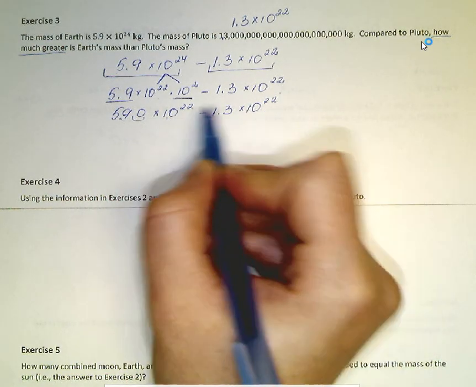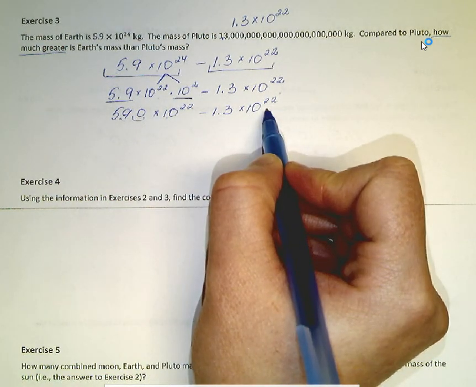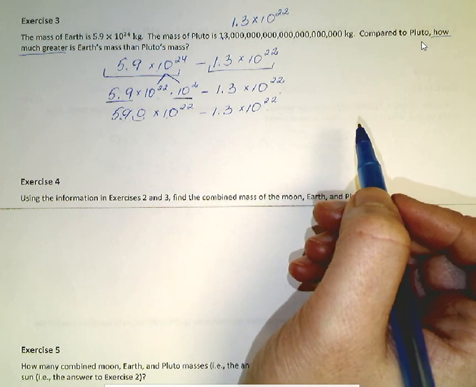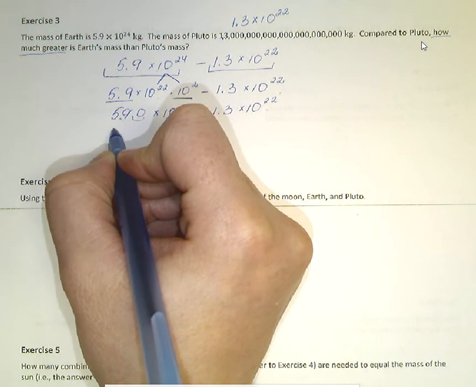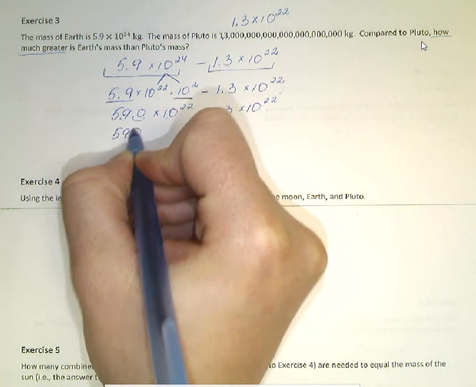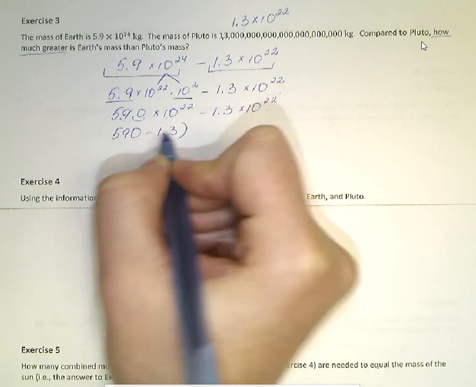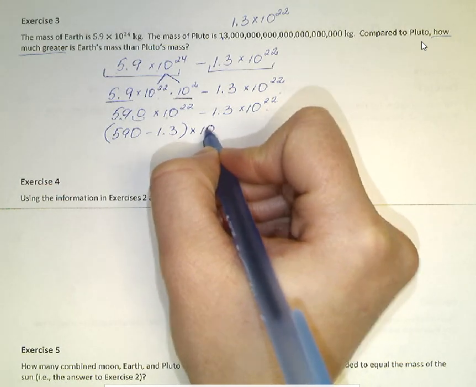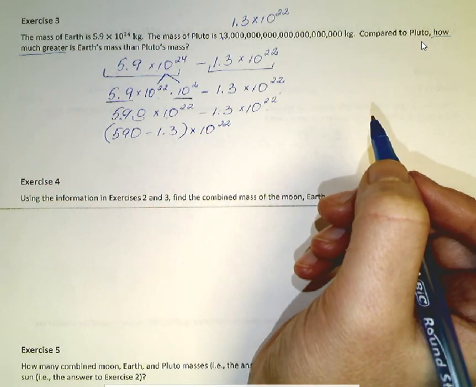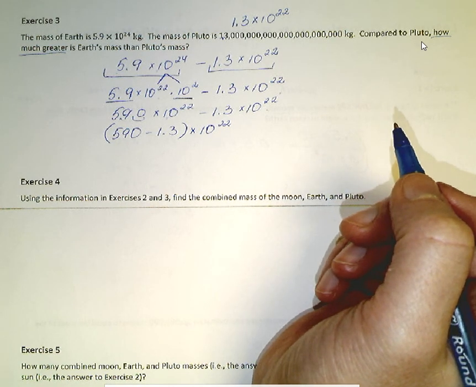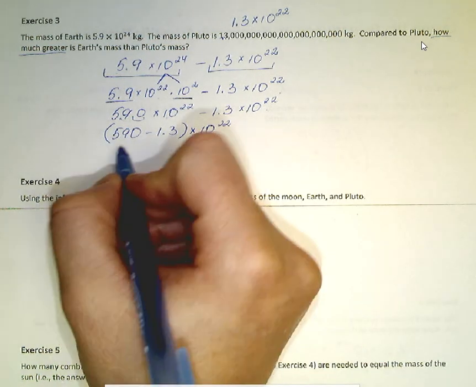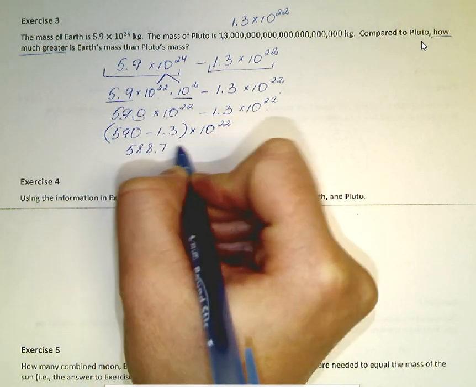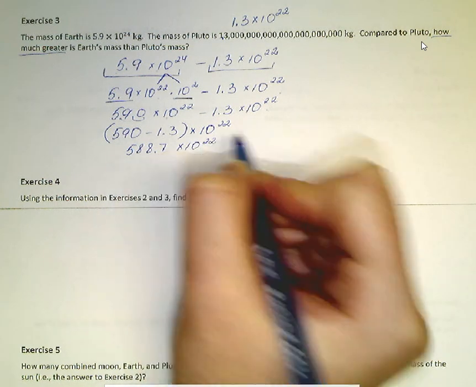Now I have powers of 10 to the 22nd power, and I can use distributive property to take that 10 to the 22nd outside the parenthesis. So I will have 590 minus 1 and 3 tenths, and that will be in parentheses to be able to subtract, and then I would multiply that by 10 to the 22nd power. When I subtract 590 and 1 and 3 tenths, I will get 588 and 7 tenths times 10 to the 22nd.